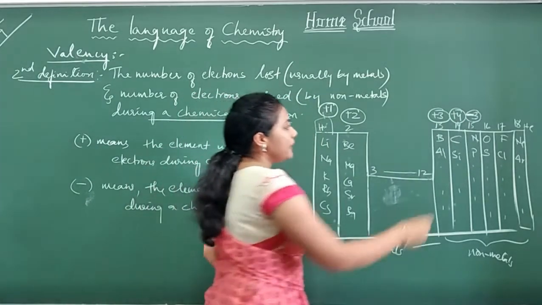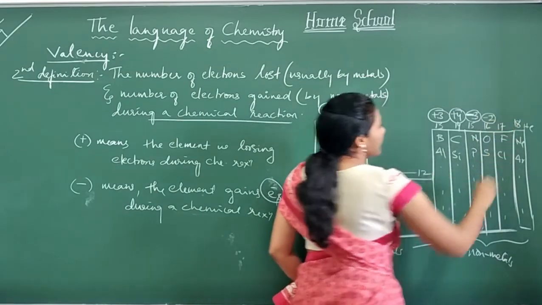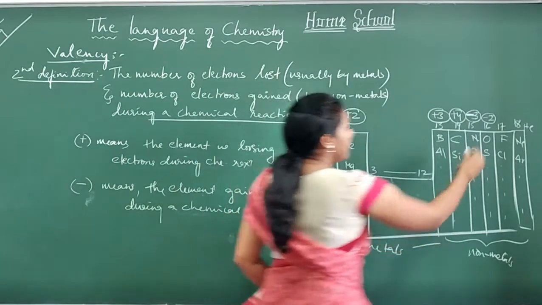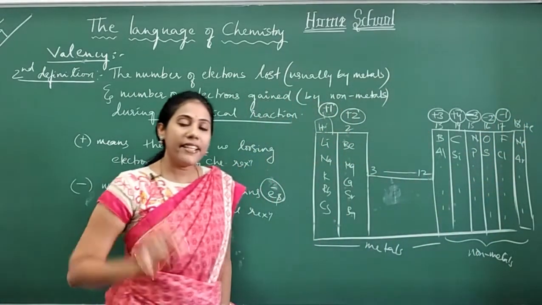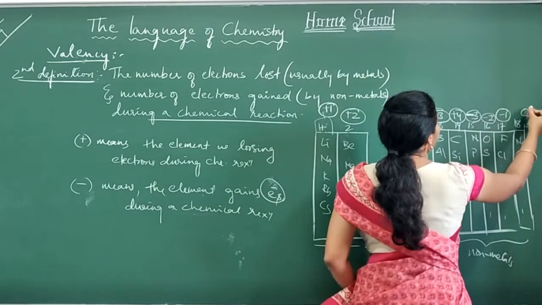Coming to the 16th group elements, you know their valency is minus 2. That means they will always gain 2 electrons from others. And coming to 17th group elements, their valency is minus 1. They will always gain 1 electron from others. 18th group elements will have 0 valency.